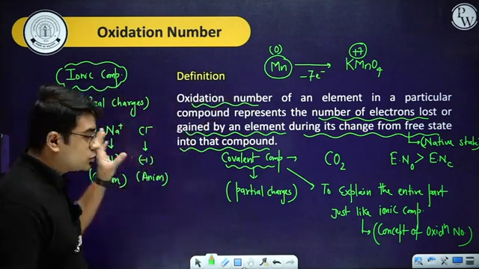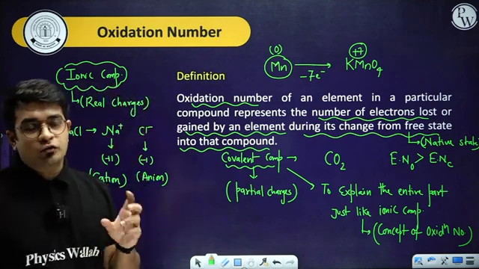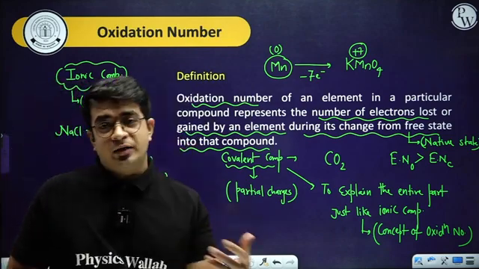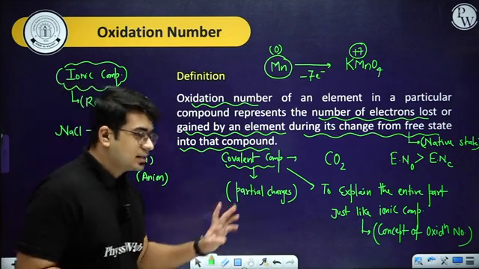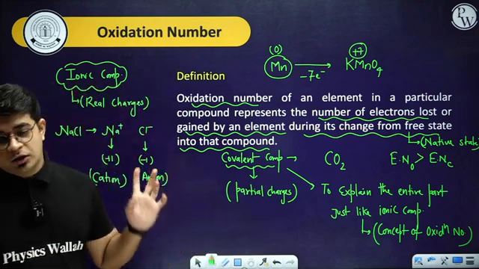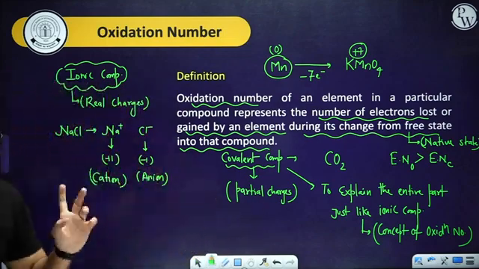Generally, this concept is useful for covalent compounds when you want to express the entire idea with respect to ionic compounds, but their charges are not real. So this is the basic idea about the oxidation number. Just have a look at it.